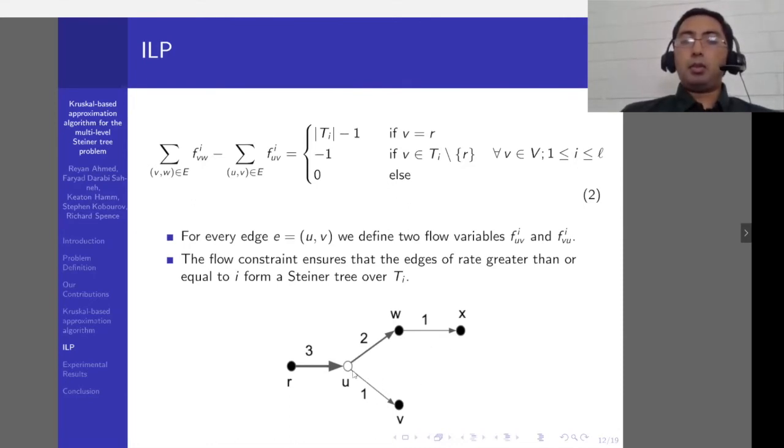If the vertex is a non-terminal like U, then the total summation of outgoing flow minus the total summation of incoming flow is equal to 0. For example, here the outgoing flow is 3 and the incoming flow is 3, which is the same. If the vertex is a terminal but not a root, then the difference between total outgoing flow and total incoming flow is -1. For example, W is such a vertex, and here the outgoing flow is 1 and the incoming flow is 2, and the difference is -1.